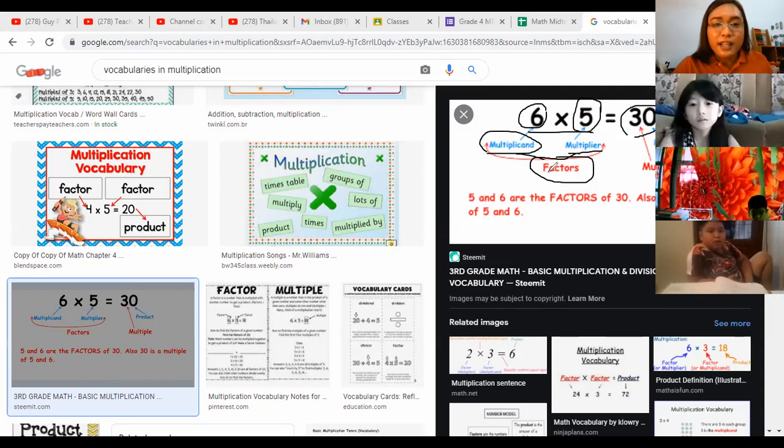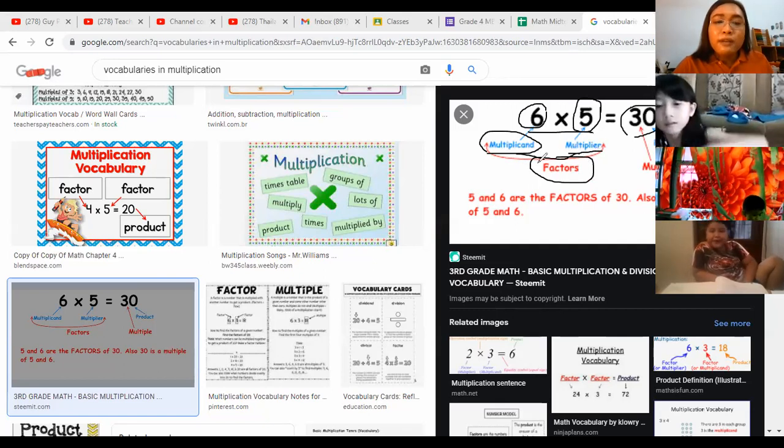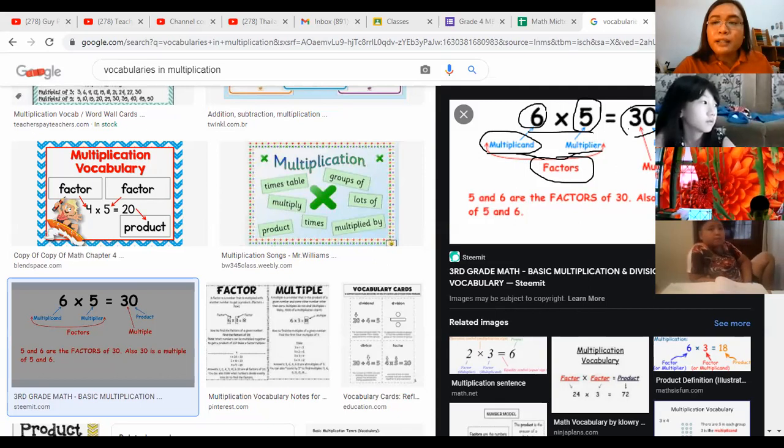factors. Kaujay, do you understand? So multiplicand and multiplier, they are called factors. And the answer for the multiplication is called the product. Do you understand? Okay, yes. Let me give you an example.